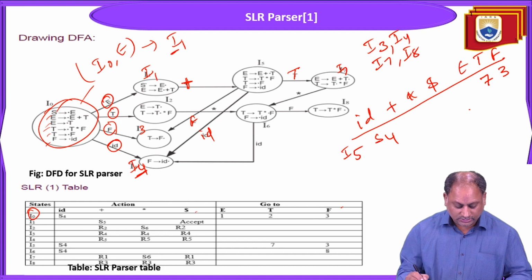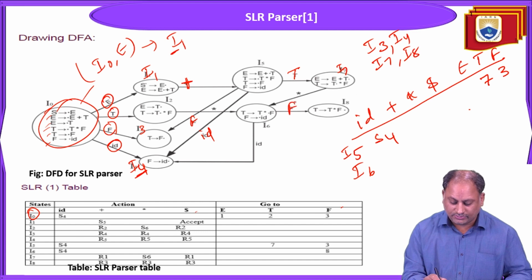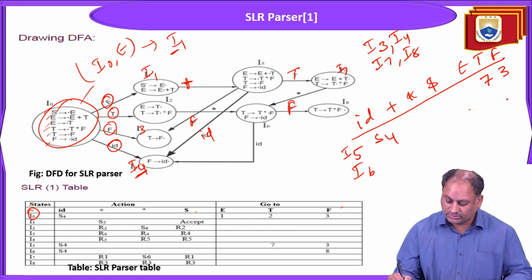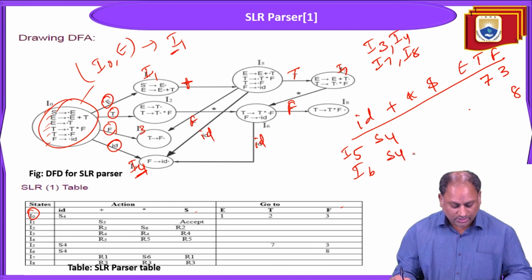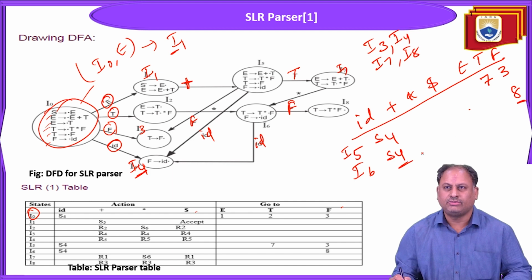Then I6 can also be written. What are the states which are moving from I6? Capital F moving to 8. So that's why 8, and I6 with small ID, then it is reaching I4. I4 means S4. So we have two entries in I6, that is S4 for ID and 8 for capital F. So these are the two entries which are to be written across the row I6.